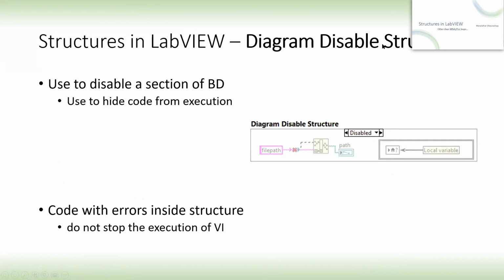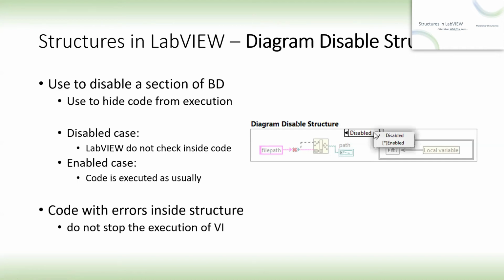After that, the disable diagram structure, right, in the structure palette. This is usually used to hide the code from execution. Means if it is not used and this code is there inside your block diagram, this VI will not run because there is an error, right? If there is an error, the arrow will be broken on your VI and the VI will not run. So if I want to run the VI anyway, you just draw this diagram onto that error code, and this code will remain inside, but it will not affect whether your VI runs or not.